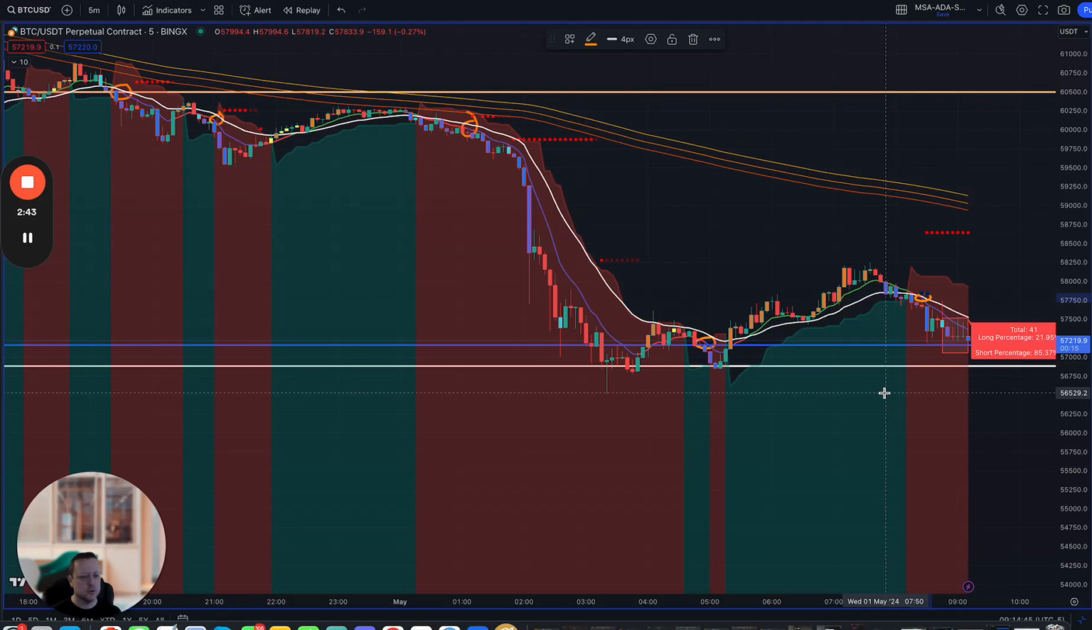In the past 12 hours or so, we haven't had any orange movement monitor show up on the 5-minute, right? We've been in an overall extreme bearish state. So with that being said, nothing has shown up in that regard.